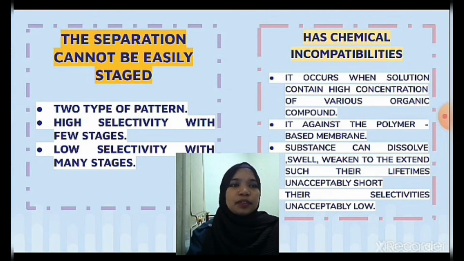Next, the third point is that membrane separation has chemical incompatibility. It occurs when the solution contains a high concentration of various organic compounds. The various organic compounds will attack the polymer-based membrane. This will make the membrane dissolve, swell, and weaken to the extent that the membrane lifetime is unacceptably short and the membrane selectivity is unacceptably low.